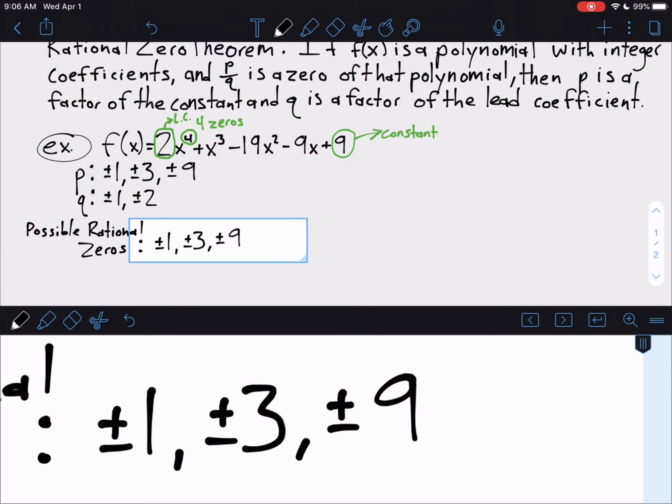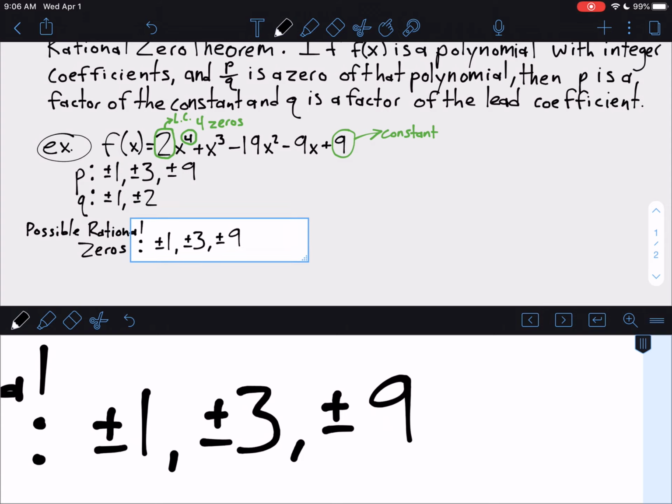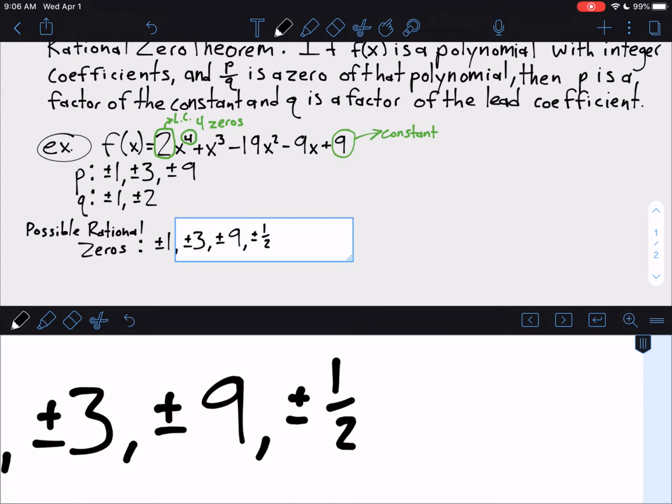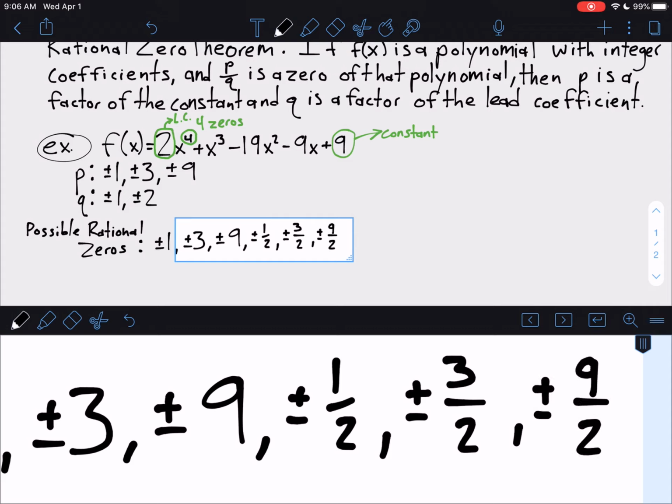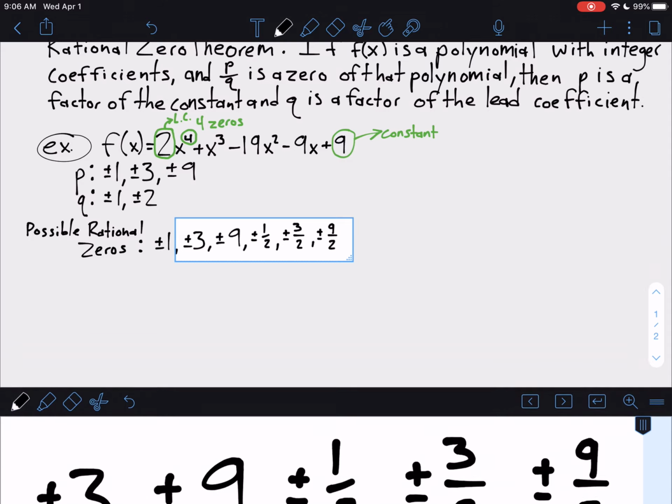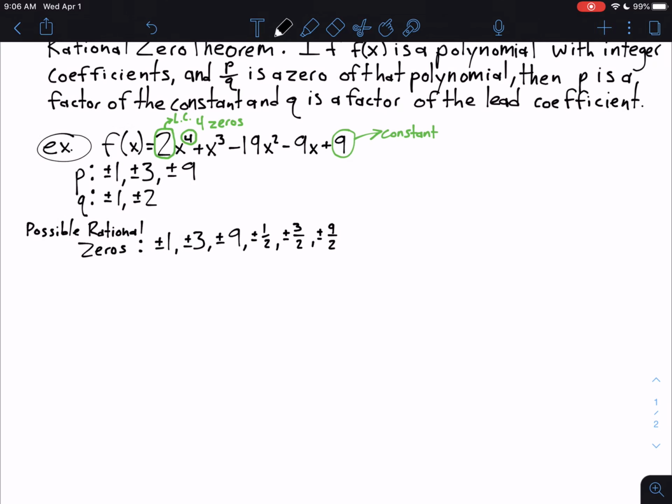However, I still have some more I have to do also, because I could have the 1 from the P and the 2 from the Q, which means I'm going to have positive or negative 1 half because it's P over Q. Or it could be positive or negative 3 halves, or even positive or negative 9 halves, which means that I have this list here of possible rational zeros.